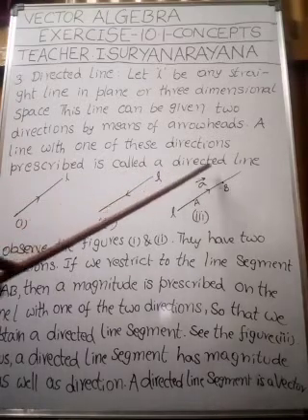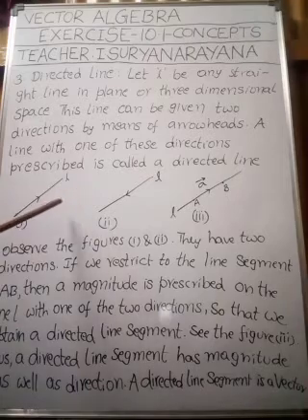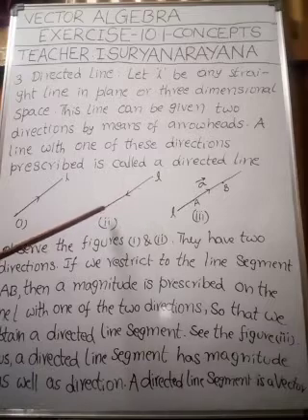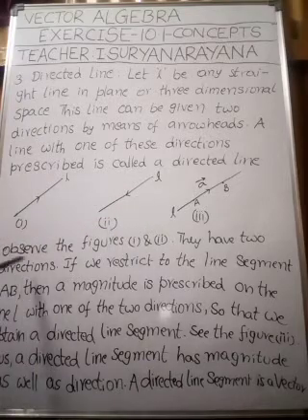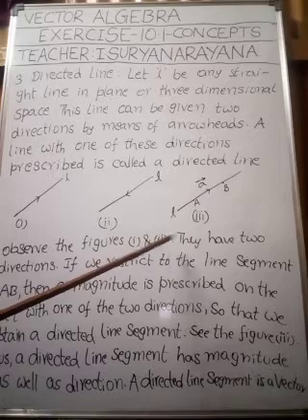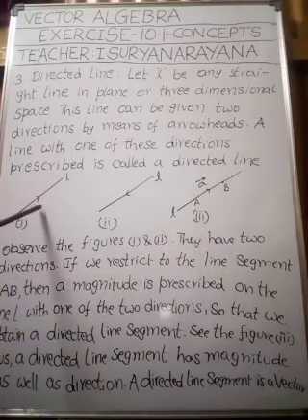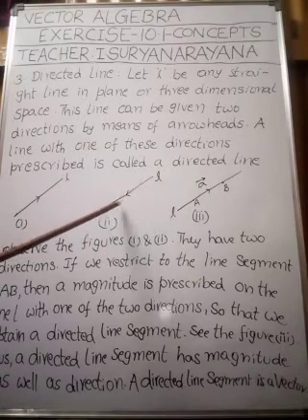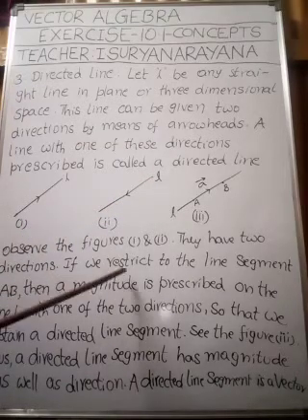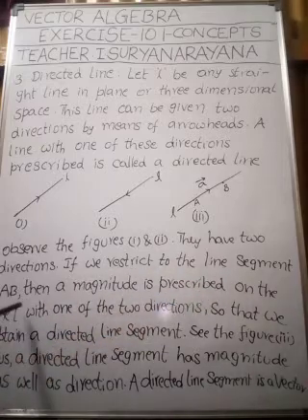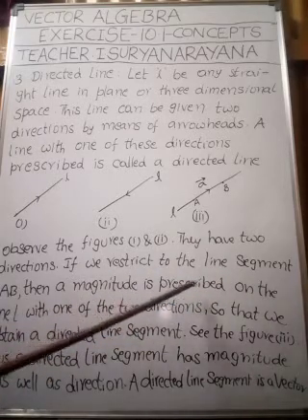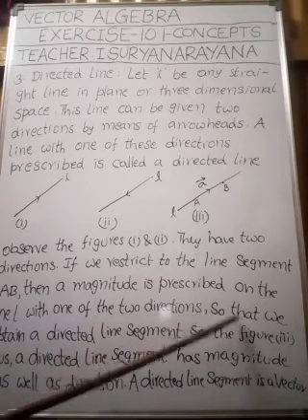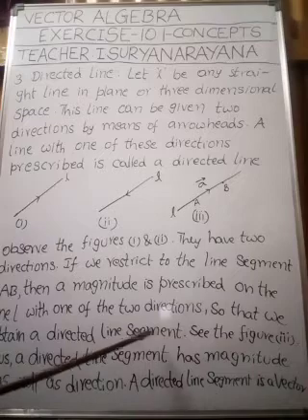What is meant by a directed line? It has only one direction, either this side or this side. Observe figures 1 and 2. They have two directions. This line has an upward direction. This line has a downward direction. If we restrict to the line segment AB, then a magnitude is prescribed on the line L with one of the two directions, so that we obtain a directed line segment.